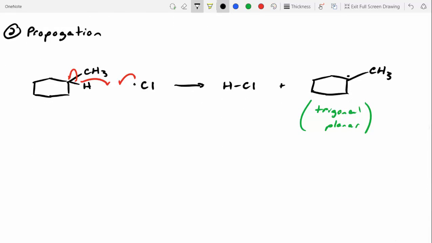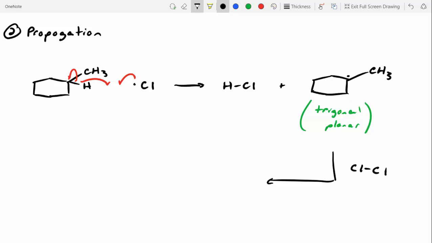Third step is termination. And there's actually a few different ways. Oh, shoot, I'm forgetting one other step with propagation. Let's take a step back. Sorry, guys. I apologize.